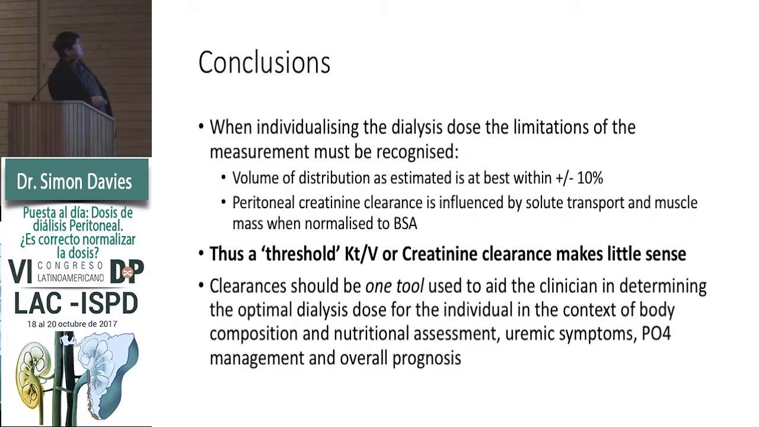But that's my view. Again, I've also shown you that creatinine clearance could be used, but you must remember it's affected by solute transport and muscle mass. My view is, as I've just said, that a single threshold value for KT over V or creatinine clearance makes very little sense in this concept. And hopefully we'll change this in the next set of guidelines. And my advice is that you use your clearances as just one tool to help determine the optimum dialysis dose, bearing in mind many other things, including body composition, nutritional assessment, uremic symptoms, phosphate management, which is also important probably, and also overall prognosis.